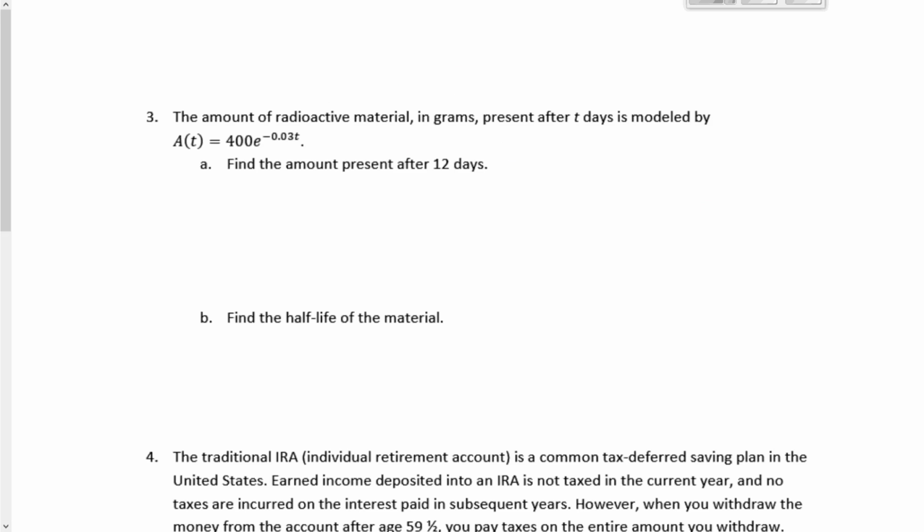Alright, the last two are the application ones. One that's most used is exponential decay. You can use the growth one too. That's mostly done with investment problems or interest problems, like the one on number 4 here. So this type, we're trying to find the amount after 12 days, where t is in days. So make sure you're paying attention. T is in days here.